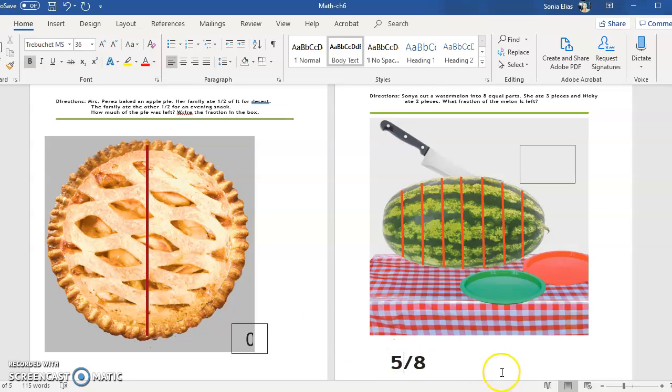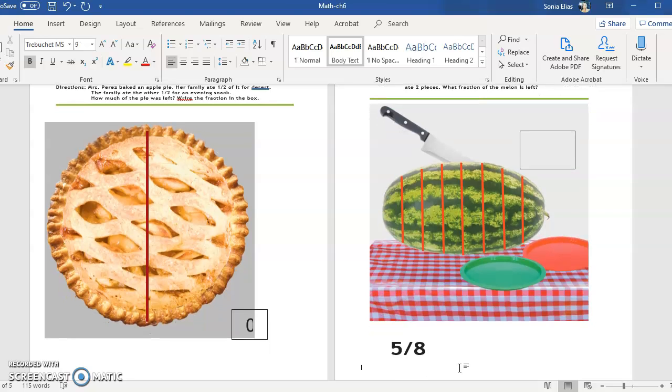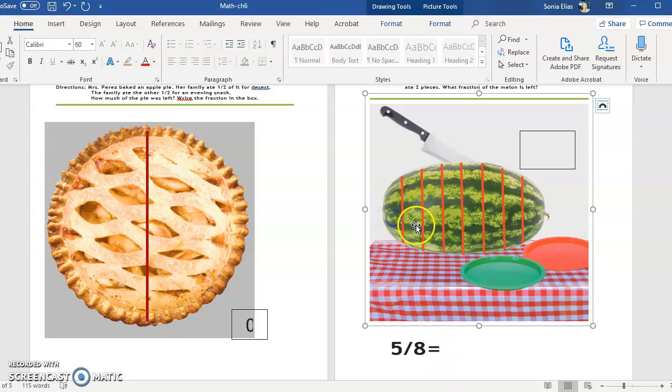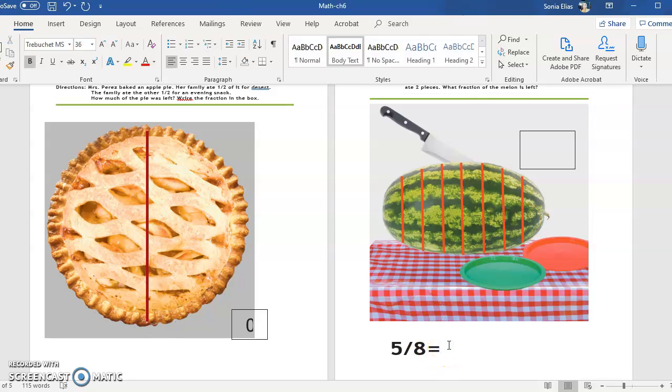So what is left? If they ate 5 eighths and it is 8, what do you have to do? We have to find what is left. So we have how many pieces? We have 1, 2, 3, 4, 5 that they already ate. So what do we have left? 1, 2, 3. So we have 3. And how many pieces were in total? 8. So we have 3 eighths left.